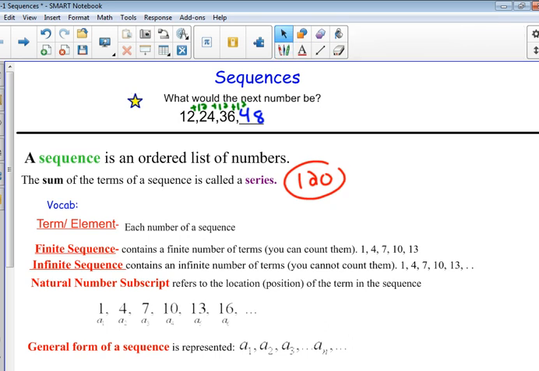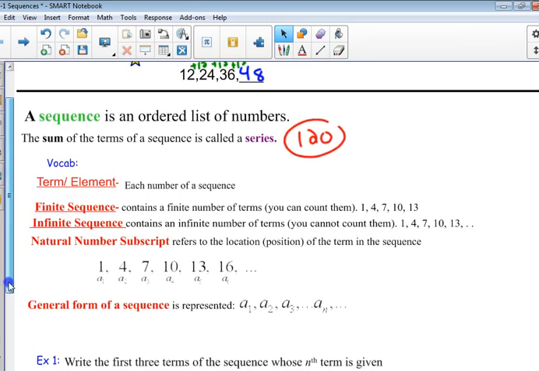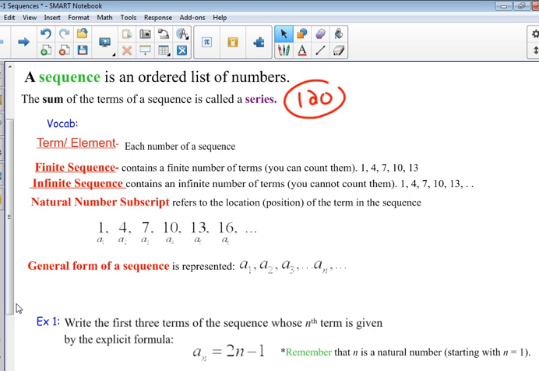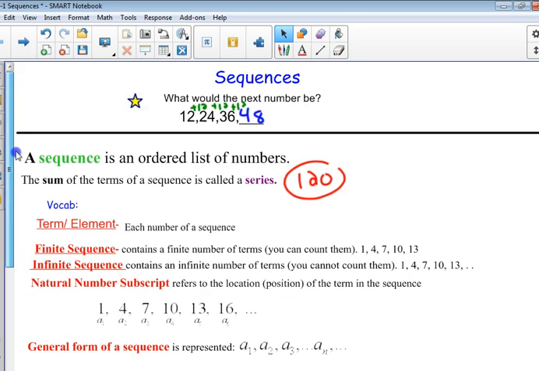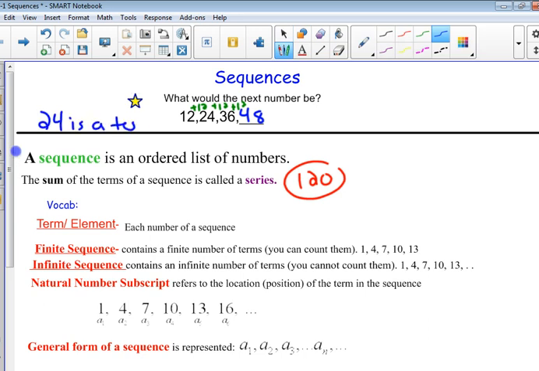Now, just some vocab that you guys are going to hear. I just don't want you to be confused if you do hear it. A term or an element is just a number in the sequence. So, for example, up here, 24 is a term or an element. It's just part of the sequence. So if you hear that word, don't be confused. It's literally just the number.